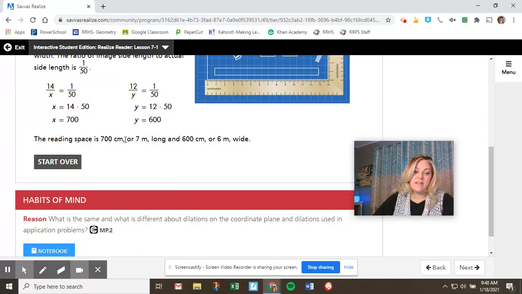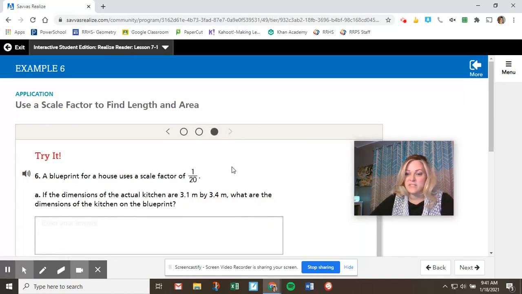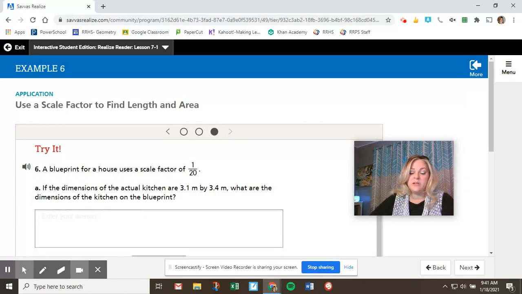So if x is 700, it means that the reading space is 700 centimeters, which when you measure a room, you don't usually go in centimeters. So it's 7 meters. And 600 centimeters, which is 6 meters. So that's how big the reading space is. There are a couple more problems based on this same application problem. Go ahead and try those on your own. Ask for help if you need help, but they're still related to that same blueprint idea. And here's another one that has a blueprint idea, but the scale factor has changed.